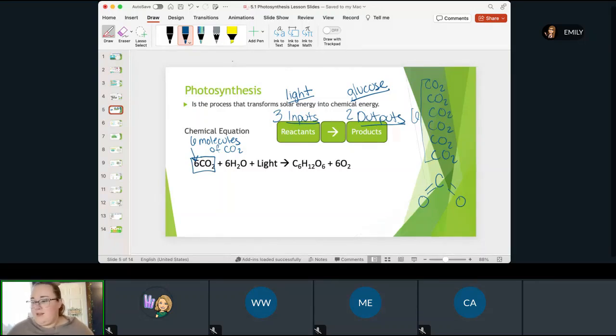So let's talk about this. I'm going to get another color here. Okay. So I already said it, but what is CO2? When I say 6 CO2, what is that? Carbon is in it, but does anybody know what this molecule is called?